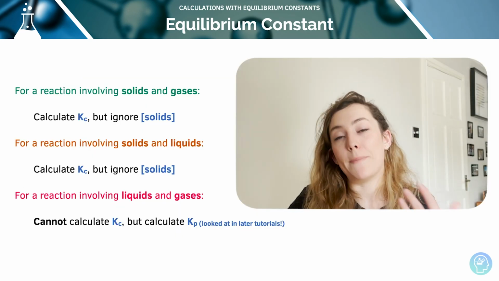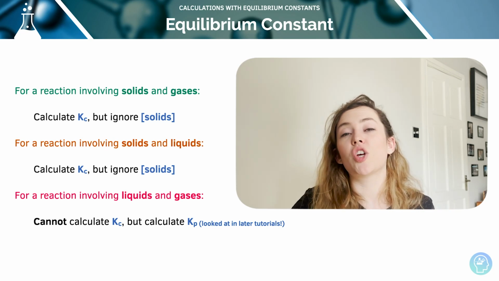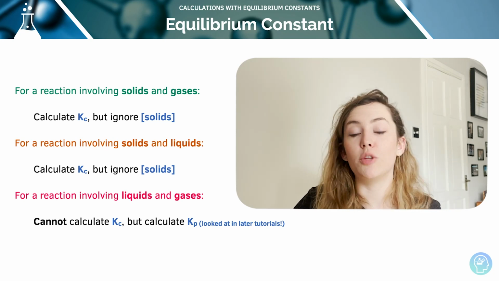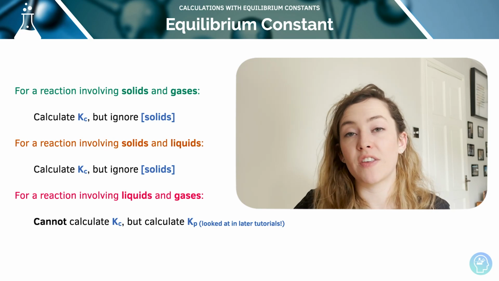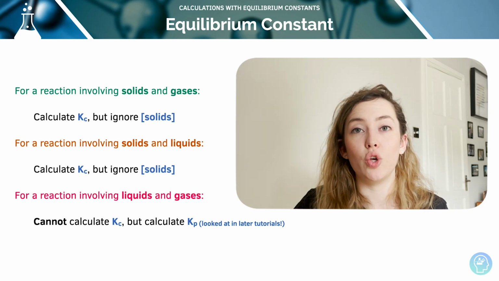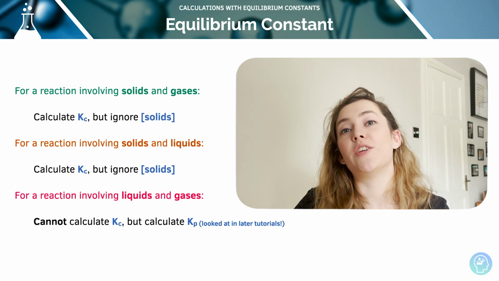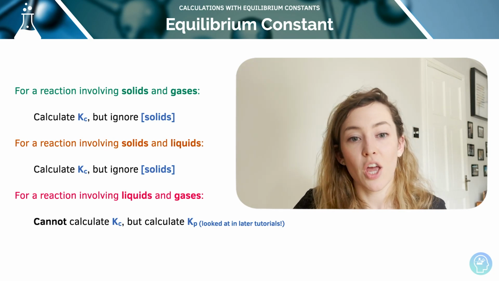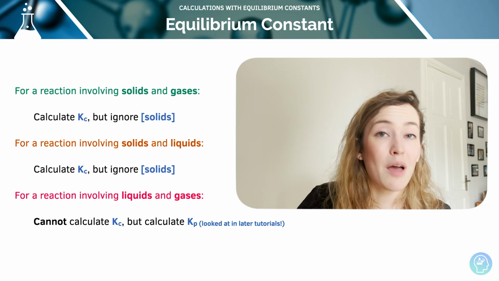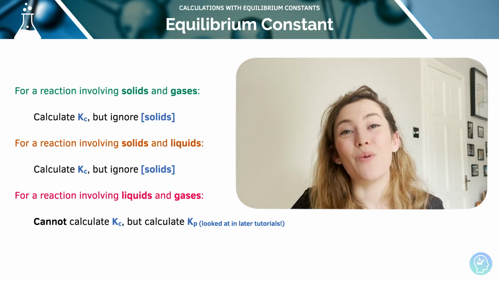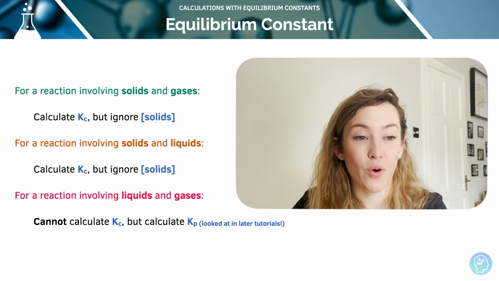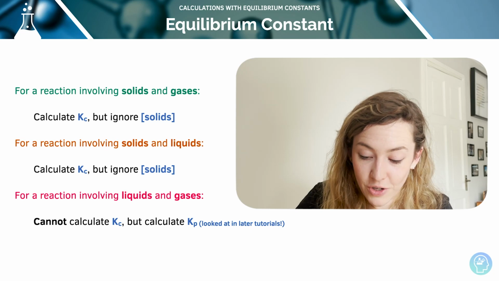Ultimately, if you've got a mix, so heterogeneous, then you just ignore the solids. You don't include them in the equation. So reactions involving solids and gases just include the concentration of the gases in the reaction. And for equations involving liquids and gases, you can't actually calculate Kc, but you can calculate Kp, which we're going to look at later on in future tutorials. So don't worry about that too much.